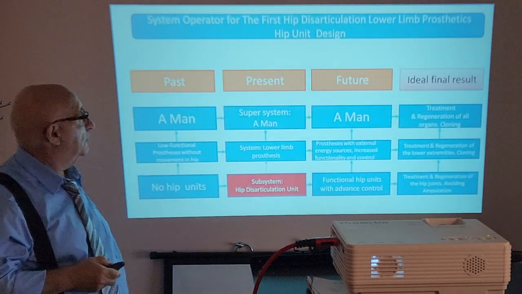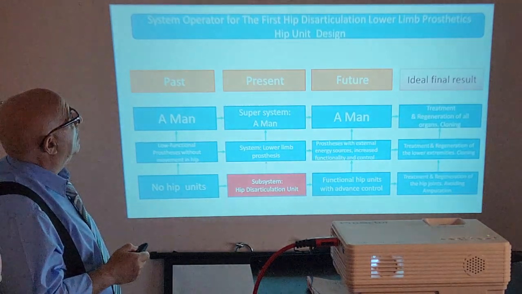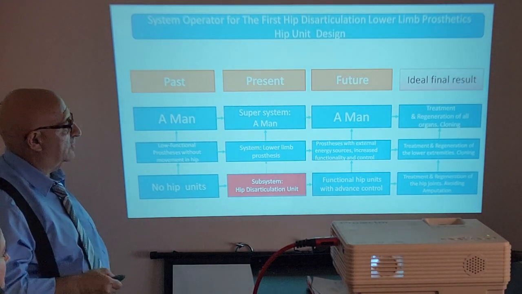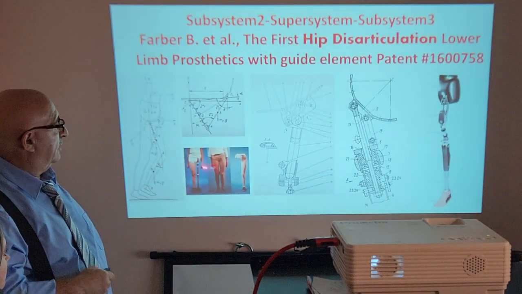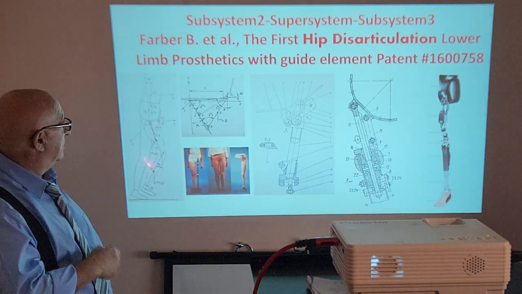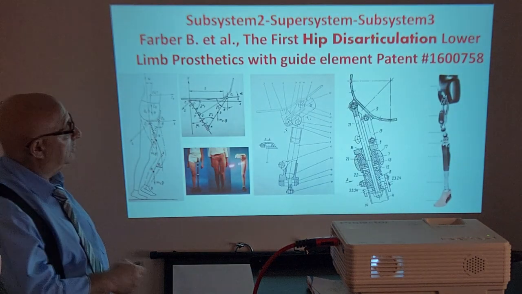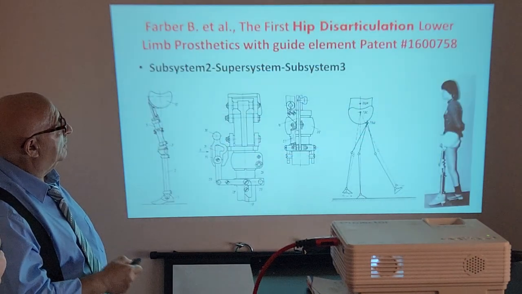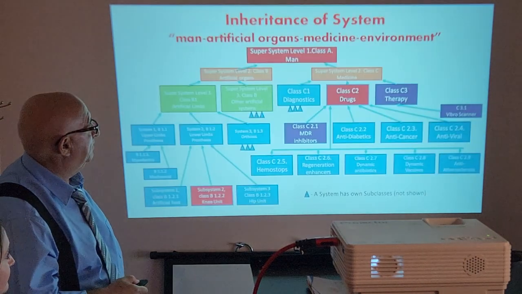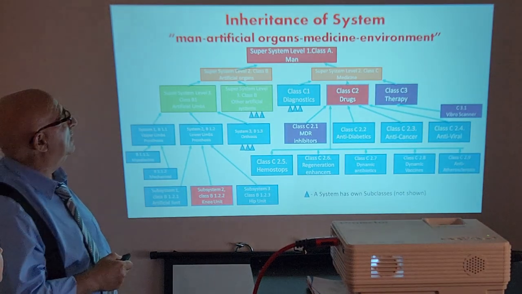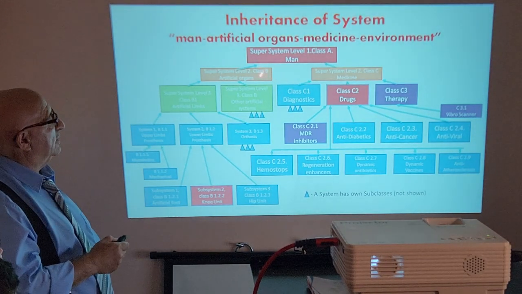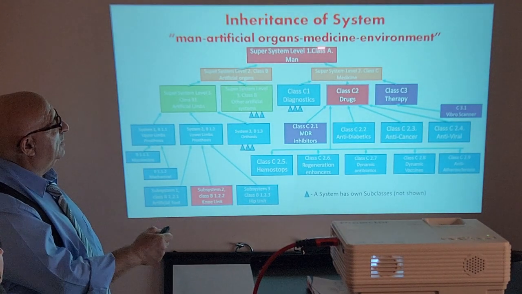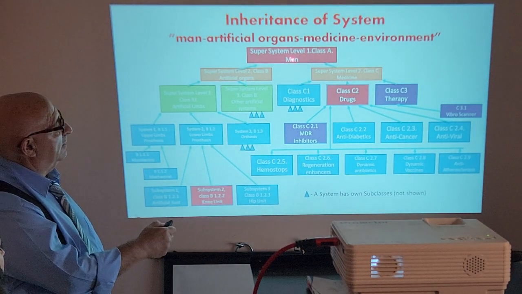Next. So this is the hip also. Next one, hip. We created absolutely new devices for hip amputation at this level, right? Next. A few words about this system. So we finished with this part, and we went to the super system.